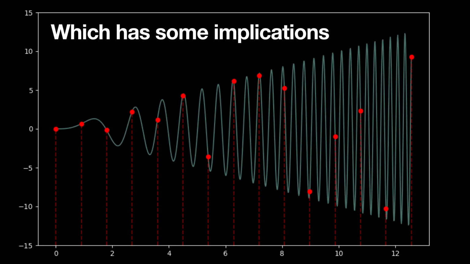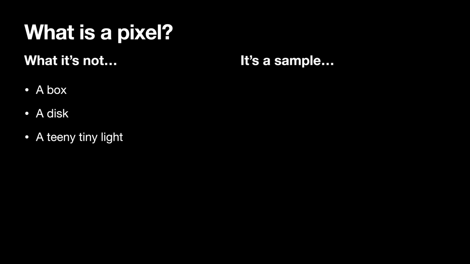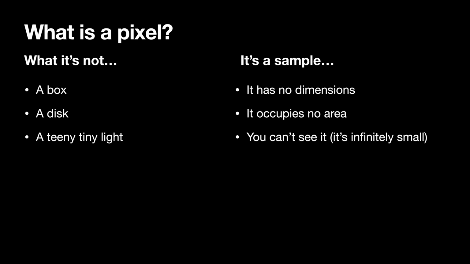Now of course, this does have some implications. If you've done any signal or audio processing, you'll know all about the Nyquist theorem. This says that we need to sample the continuous function at twice the frequency of the highest frequency in the function. And if you're not careful, you can get all sorts of weird effects. Just look at these wibbly-wobbly bricks. So a pixel is not a box, it's not a disk, it's not a teeny tiny light. A pixel is a sample. It has no dimensions, it occupies no area. You can't see it because it's infinitely small. It's got a position, the location on the grid, and it's got a value, the brightness or colour.